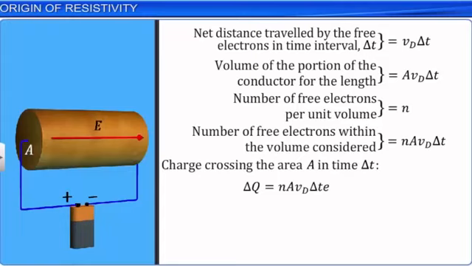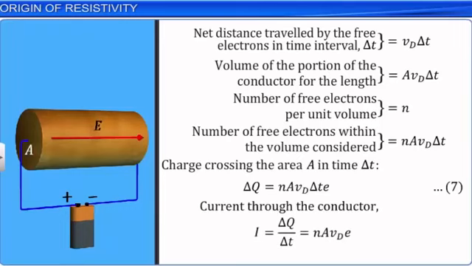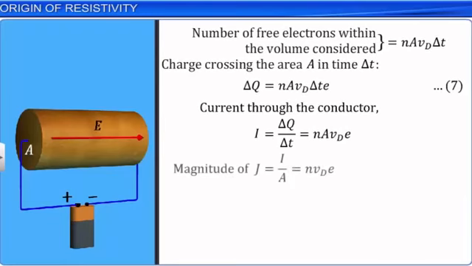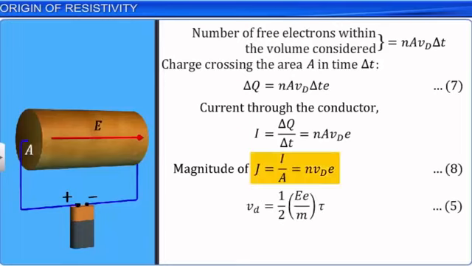From equation 7, we get the current through the conductor, I equal to delta Q by delta t, which is equal to n A Vd e. Hence, the magnitude of the current density J, which is equal to I by A, can now be written as equal to n Vd e. Let this be equation 8. Substituting the value of Vd from equation 5 in equation 8 and simplifying, we get the magnitude of current density J equal to n e square tau by 2m into E.